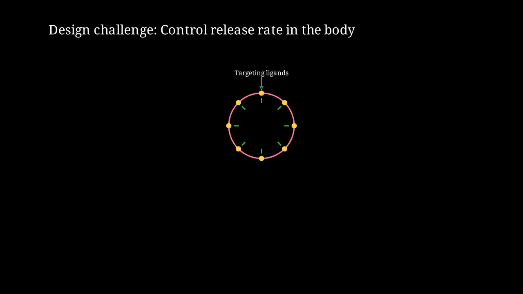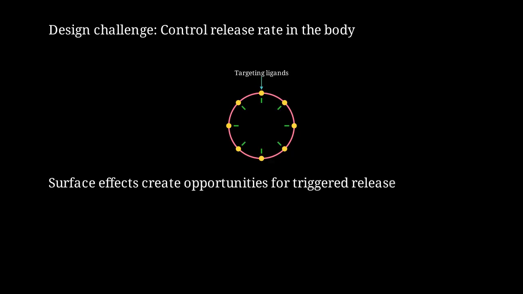Targeting ligands on the surface recognize tumor cells. Once bound, the capsule must release its drug payload at the right rate. The dominance of surface effects creates opportunities for triggered release, using pH, temperature, or enzymes to change surface properties. For example, a pH drop in tumor tissue causes protonation of surface molecules, which opens pores and triggers drug release.